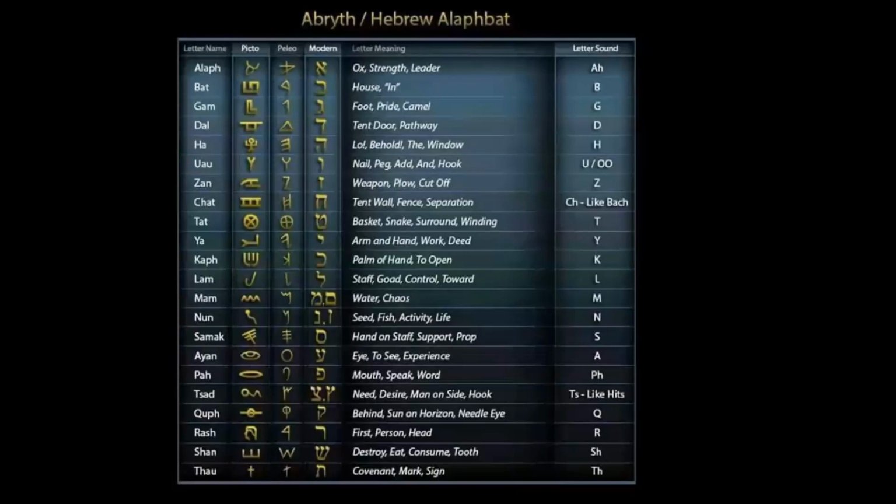These are, of course, the letter roots. You will see some variations to some of these letters. So, for example, you may see Gamal or Dalat or Ain. You may see Lamad, but those come from the parent roots of these letters that are displayed here. But in this lesson, we're looking at the letter Zan. And of course, this is the 7th letter in the listing of letters in the Abryth language.